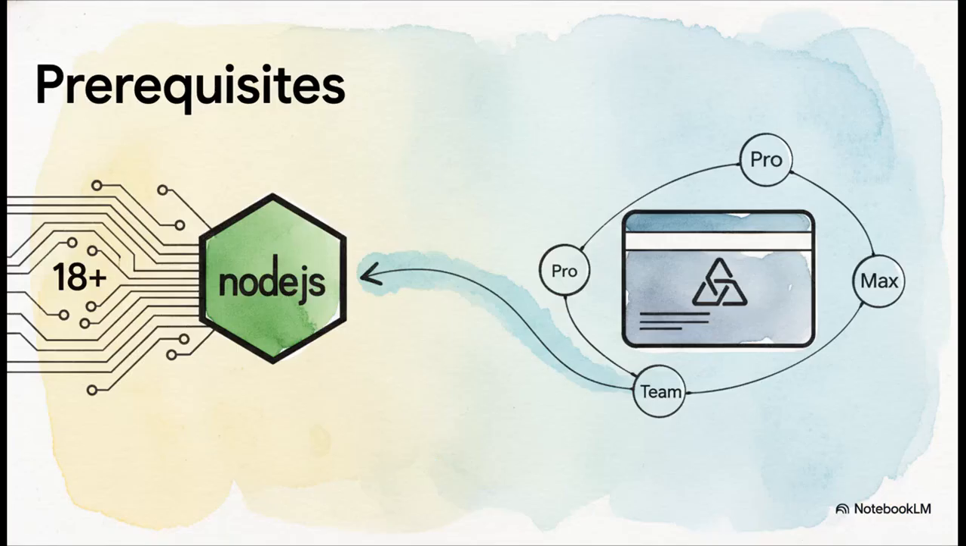Okay, before we get to that one command, there are just two quick things you need to have ready. First up, you need Node.js on your machine. Make sure it's version 18 or later. And second, you'll need a Claude API subscription. Any of them will do, Pro, Max, or Team. Got those? Great, you ready to go?